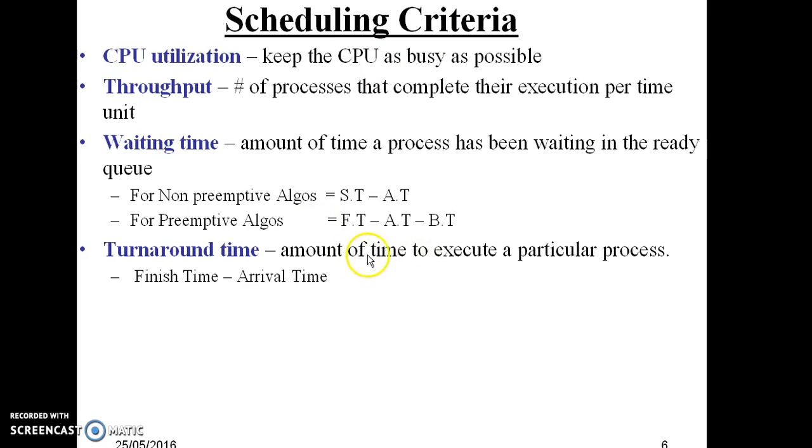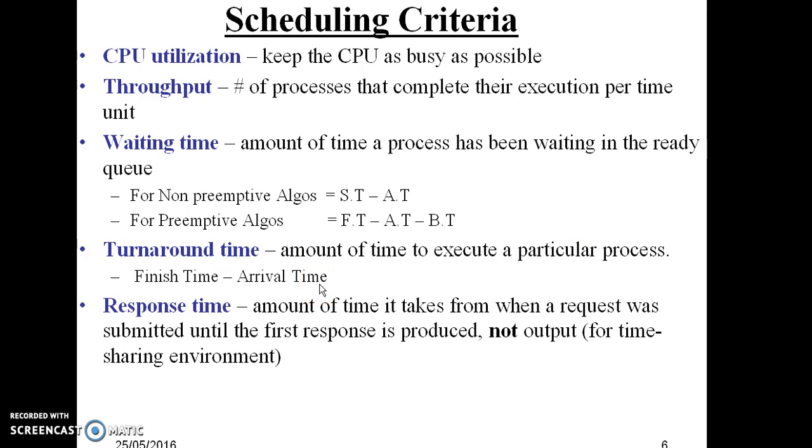Turnaround time is the amount of time to execute a particular process, that is the finish time minus arrival time. Response time is the amount of time it takes from when a request was submitted until the first response was produced, not the output.